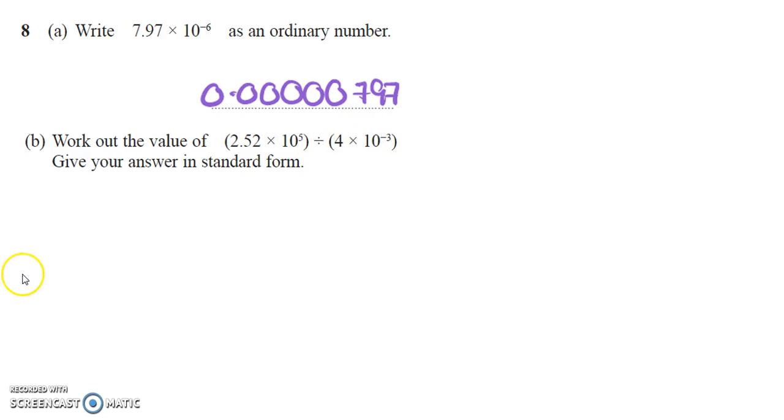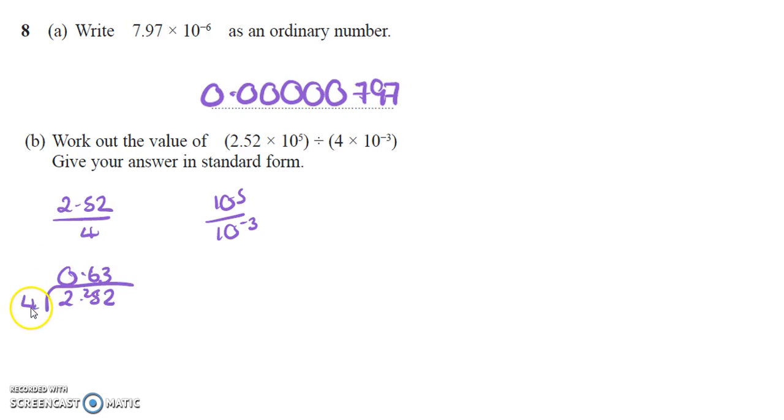Okay, so we'll set it out like this. We'll sort the numbers out first, and then we'll sort the powers out second. Alright, so these are the two sums that we're going to do separately. The first one, 2.52 divided by 4. A good way of dividing by 4 is to half it twice. That's a common method. I like the bus stop method because you can use it for any division on a non-calculator paper. Let me talk you through it very quickly.